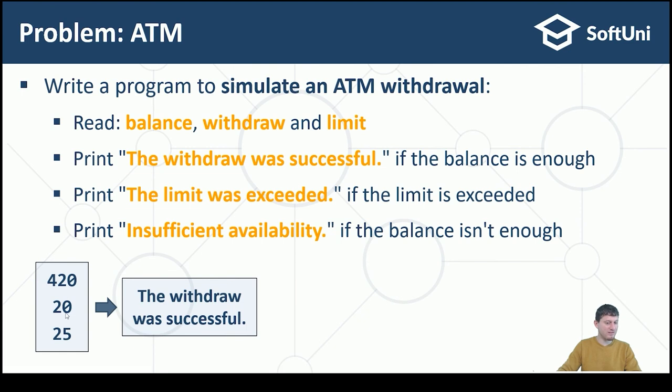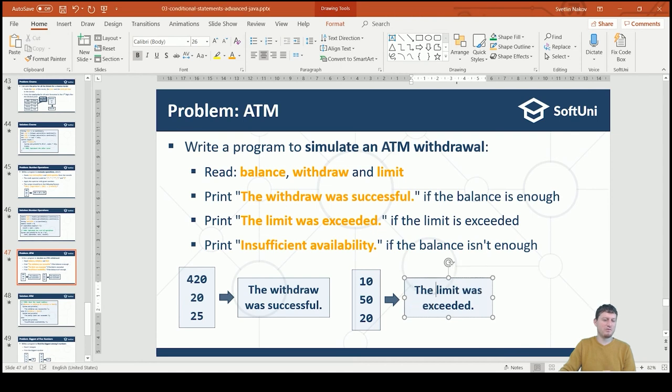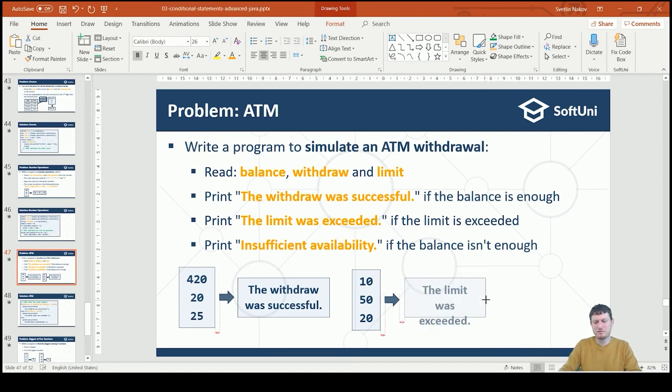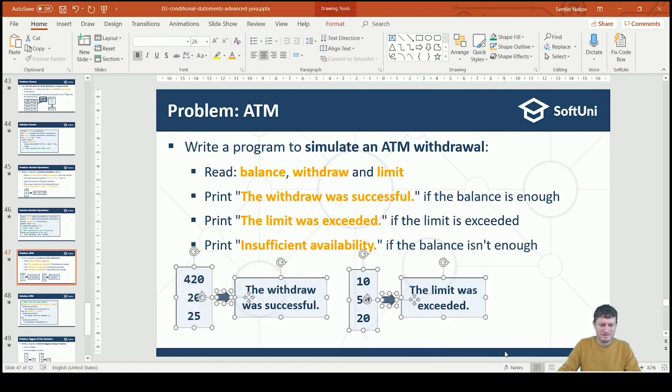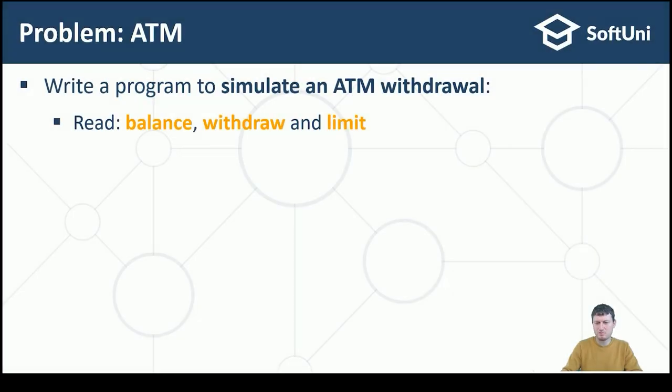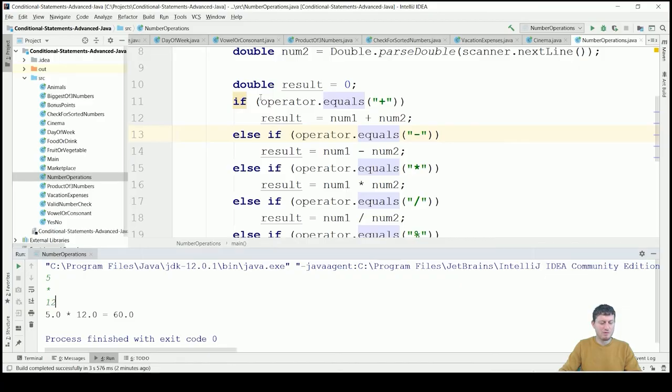We have 20 balance, we withdraw $20, we have limit 25, the withdrawal is less than the limit, everything is successful. We have 10 balance, we have $50 requested and limit 20. So the limit is less than the requested, and also the availability is also not enough. But we print only the first error message, and later we print the others. So if we have multiple errors, we print only one error message. This is by design of the problem statement.